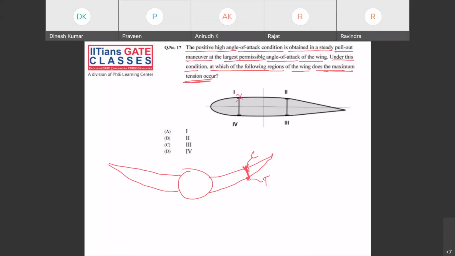So your option 1 and 2 is ruled out, because at 1 and 2, this is the cross section of the wing, so there will be only compression. So the answer can be fourth or third. But we know your lift will be passing through the center of pressure, CP, right?